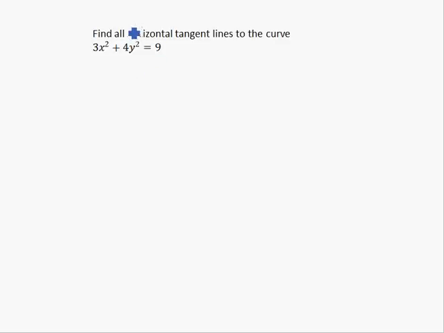When you see "find horizontal tangent lines," that question is almost the same as saying, where is the slope 0? A horizontal tangent line is the same thing as where the derivative is 0. Now we still have to find the tangent line, so that's fine, but it's really saying find all tangent lines that have a slope of 0. So we got to find out where dy/dx is 0 first.